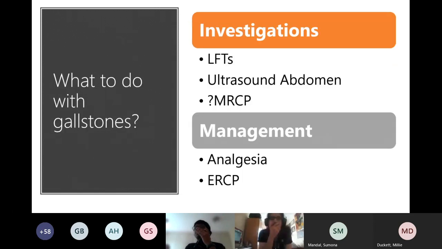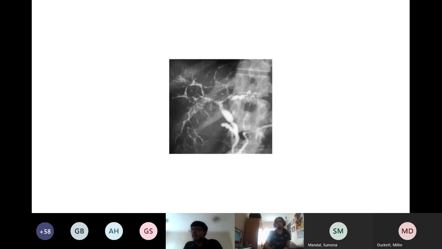What do we do with gallstones? What are the investigations we can do for gallstones? There are two images. Yeah, so ultrasound of the abdomen is the best test that's freely available. And then you can also do MRCP sometimes. And then what do we do with gallstones if they're symptomatic? Yeah, you do ERCP if it's symptomatic. And don't forget to give them pain relief because they're pretty badly in pain.